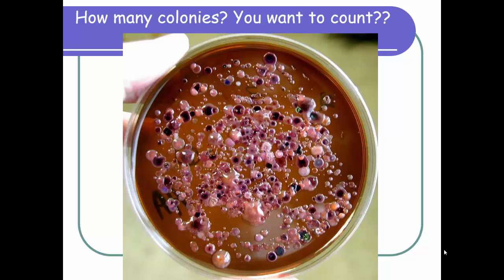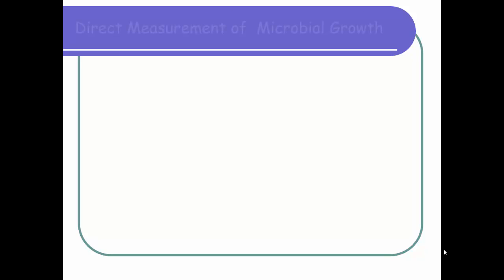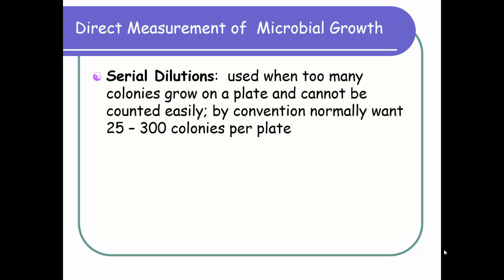How many colonies are there on this plate? Do you want to count them? I don't. So what we have to do is get a plate that we can actually have a count. We do this by serial dilution. This is used when too many colonies grow on a plate and cannot be counted easily. By convention, we normally want a plate that has anywhere from 25 to 300 colonies per plate. I don't really want to count a 300 colony plate, but somewhere in between those numbers.